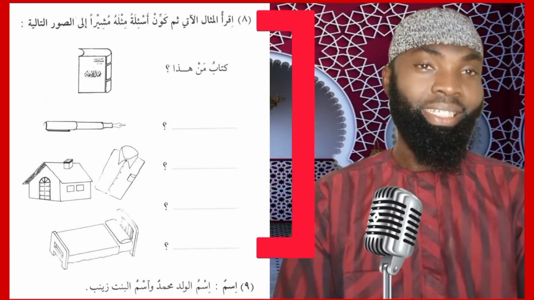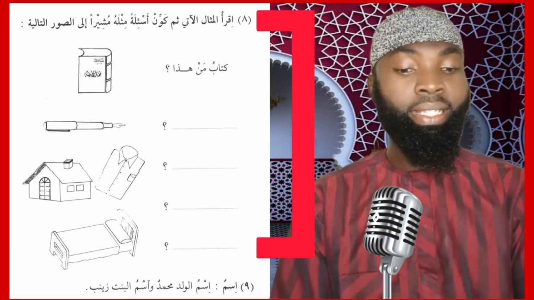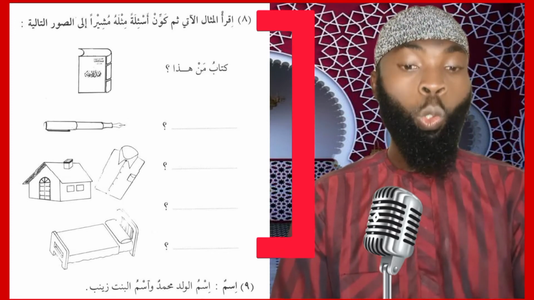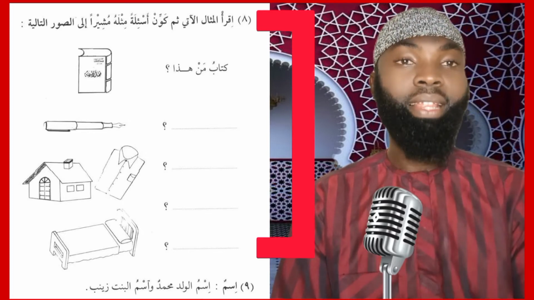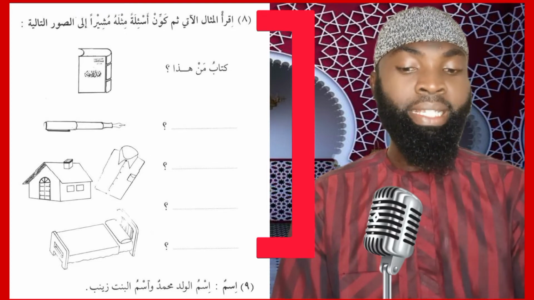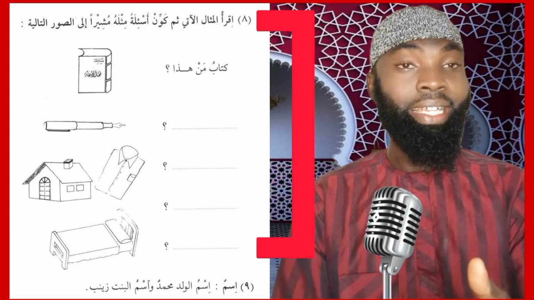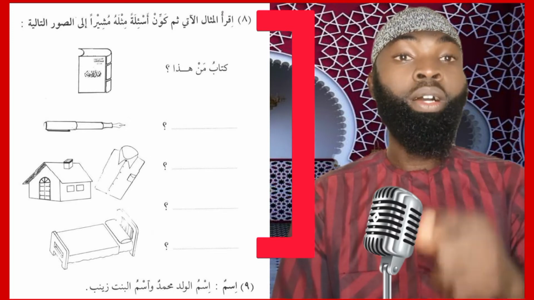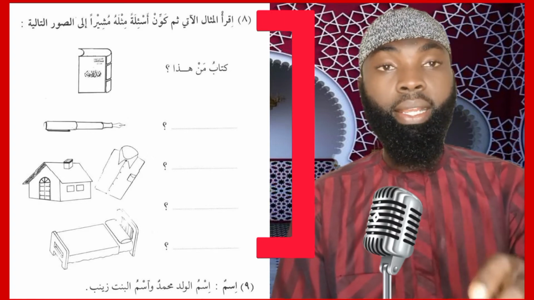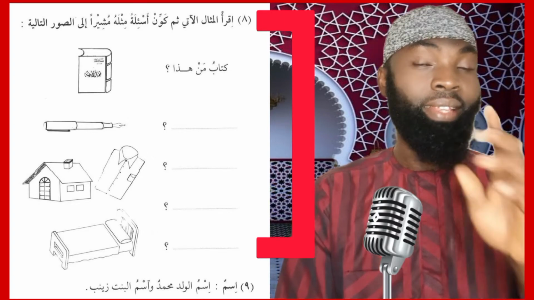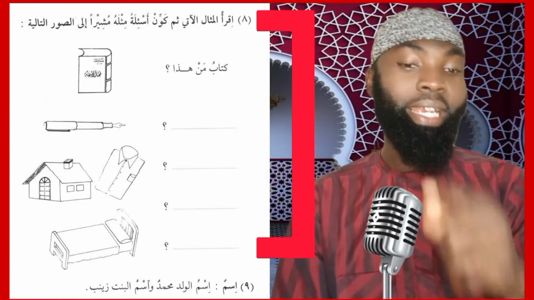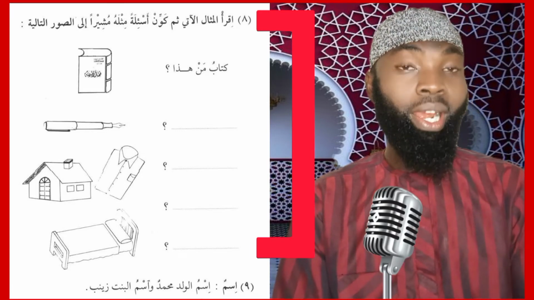Now at Tamrin al-Thamin, the 8th exercise, the instruction says Iqra il-mithal al-ati. Read the example below. Thumma kawwin as'ilatan mithlah. Then form a question like it, mushiran ila suwar al-ati taliya, pointing to the pictures below. What you have to do here is, there is a picture shown in the example, and you can see on the right hand side there's a question pointing to the picture where we have Kitabu man hadha, whose book is this. Now under this picture we have other pictures.